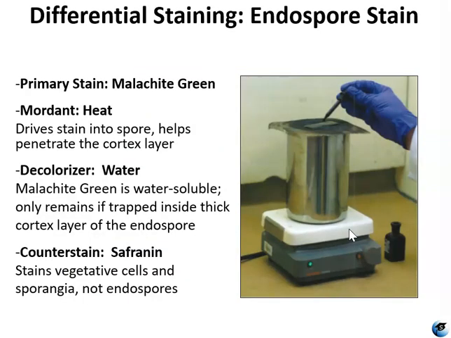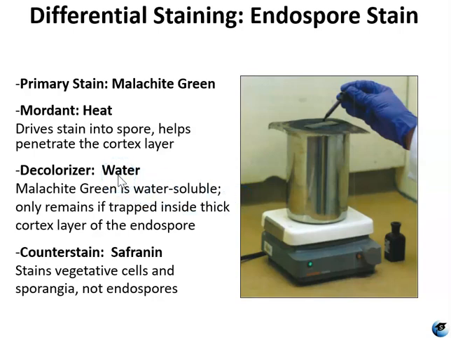The procedure itself is called the Schaeffer-Fulton method. This is the most commonly used endospore staining technique. And very similarly to the acid-fast stain, it uses heat to push the primary stain into the endospore. The primary stain here is malachite green, and the heat helps the malachite green to penetrate the cortex layer of the endospore. And the decolorizer in this step is water.